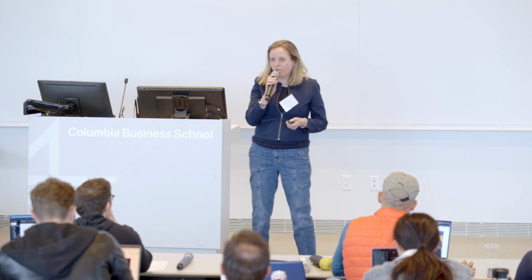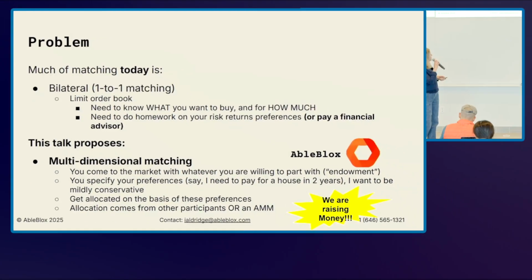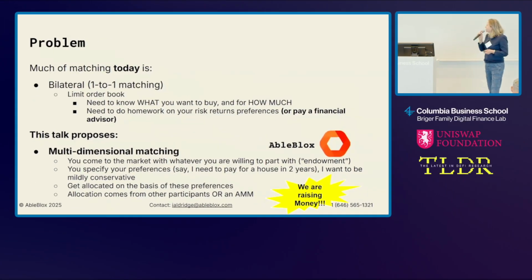Okay, so my name is Irene Aldridge. I teach financial engineering at Cornell, and I also run a company, Able Blocks, because frankly, they don't pay me enough at Cornell, but it's a great financial engineering program if you're interested. Okay, so we are raising money for this product. So basically what we're trying to solve, and there's a paper, the link I'll post at the end.